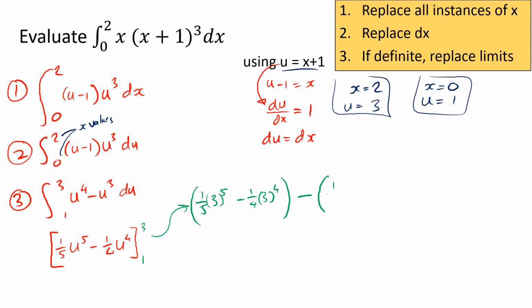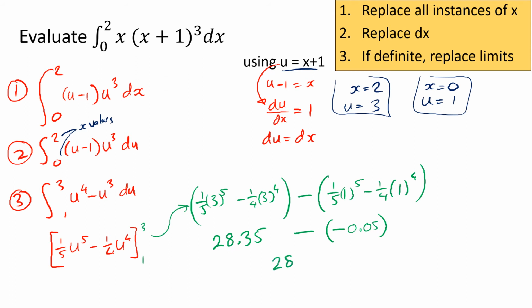Take away a fifth of 1 to the 5 minus a quarter of 1 to the 4. Let's jump ahead a little bit. So we'll get 28.35 minus 0.05, and so our final answer here would be 28.4. Another option you have there actually is not to change the limits of u, to substitute back in at this stage what x could be, and then use your x limits. That should get you to 28.4 as well.